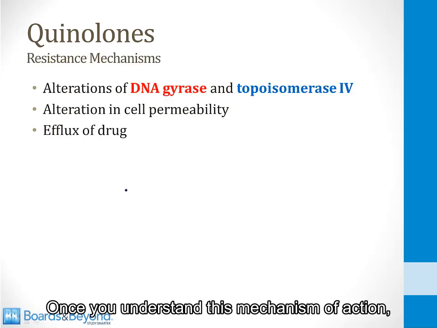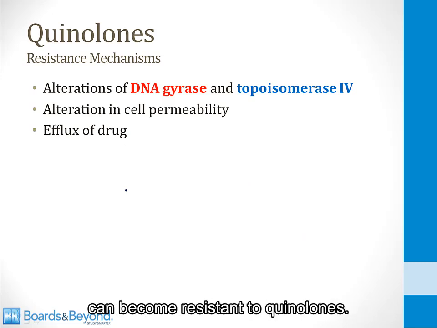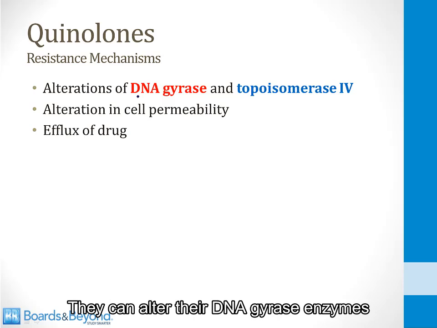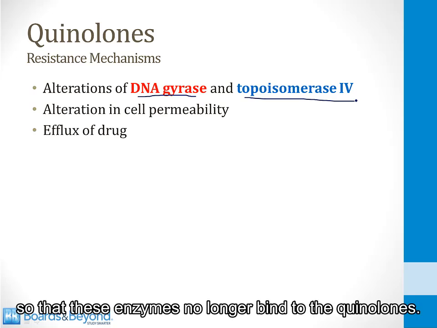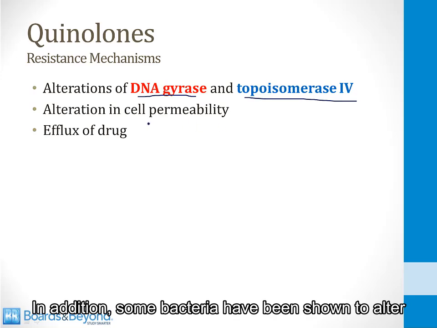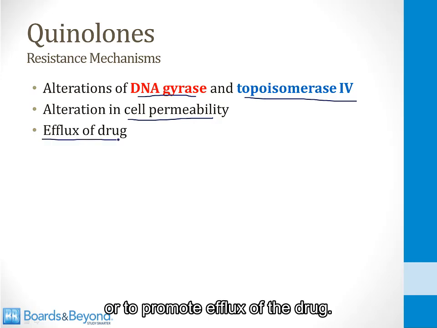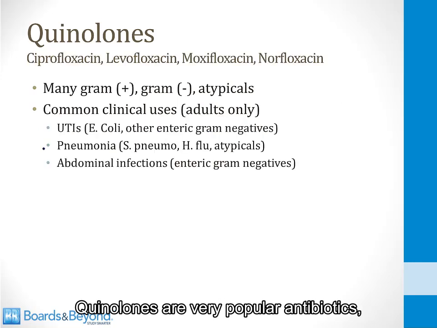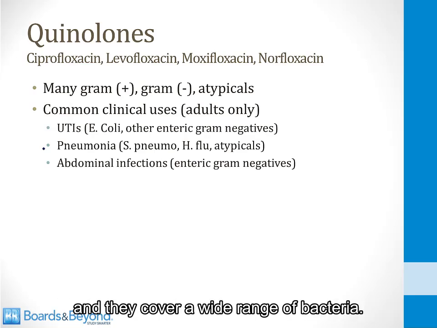Once you understand this mechanism of action, it's very easy to understand how bacteria can become resistant to quinolones. They can alter their DNA gyrase enzymes and their topoisomerase 4 enzymes so that these enzymes no longer bind to the quinolones. In addition, some bacteria have been shown to alter their cell permeability to the quinolones or to promote efflux of the drug. Quinolones are very popular antibiotics, and that's because they are generally well tolerated and they cover a wide range of bacteria.